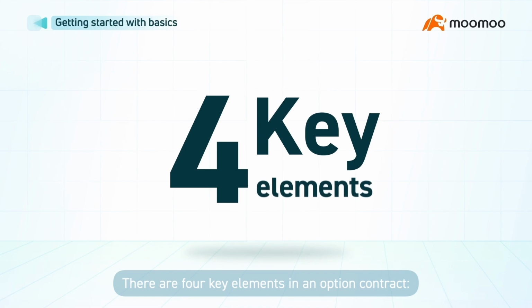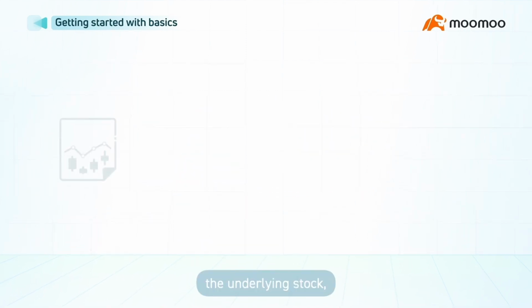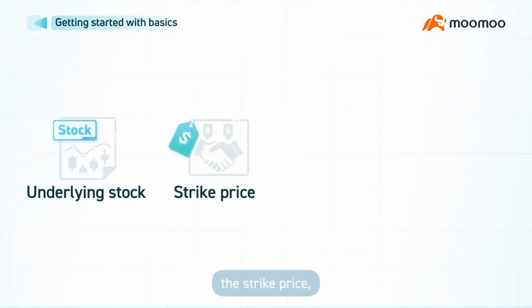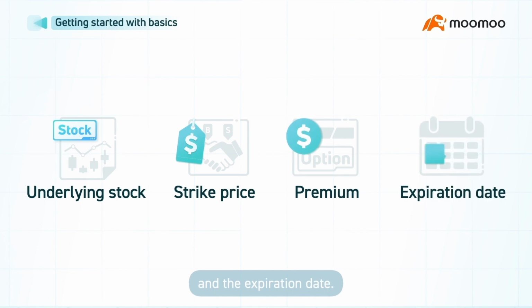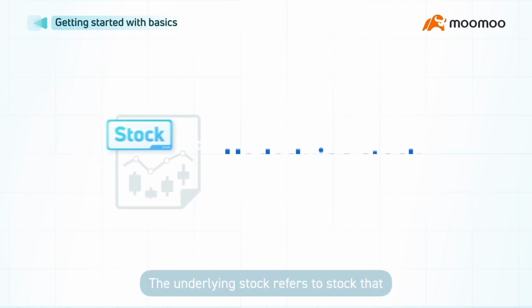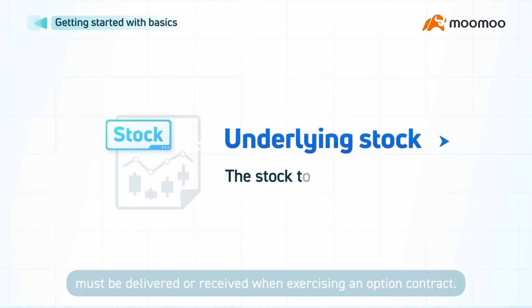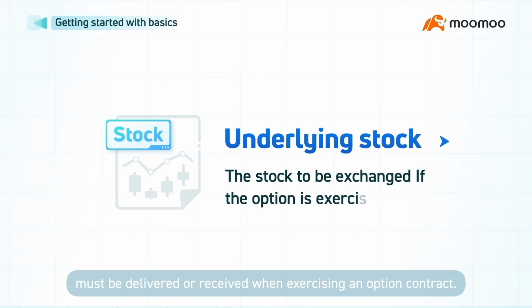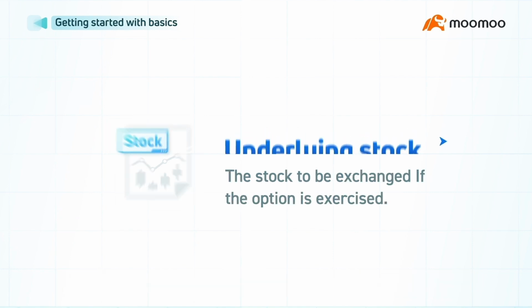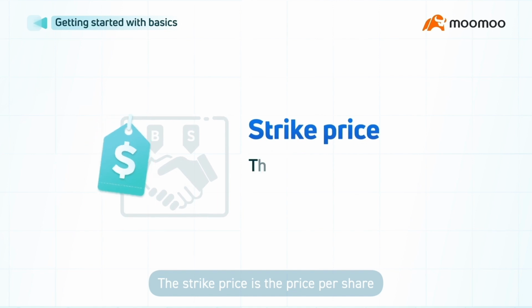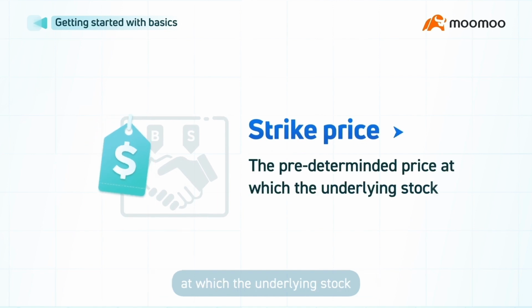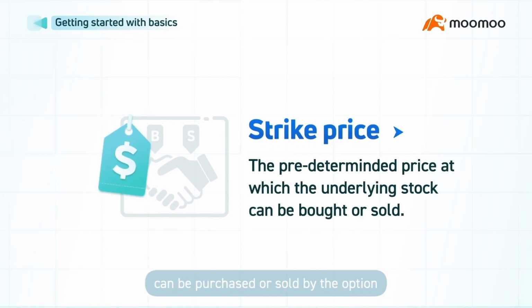There are four key elements in an option contract: the underlying stock, the strike price, the premium, and the expiration date. The underlying stock refers to stock that must be delivered or received when exercising an option contract. The strike price is the price per share at which the underlying stock can be purchased or sold by the option trader when exercising an option.